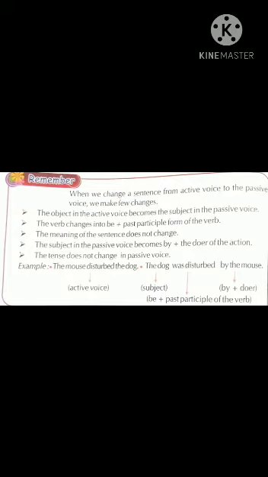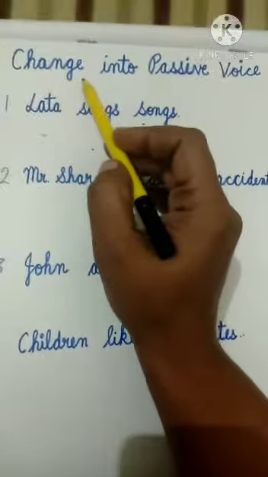Clear? The meaning of the sentence does not change. Here we cannot change the meaning of a sentence. Meaning same ही रहता है. Clear? The subject in the passive voice becomes by plus the doer of the action. Doer means काम करने वाला. Next, the tense does not change in passive voice. In passive voice, the tense of the verb will not change. It will remain same.